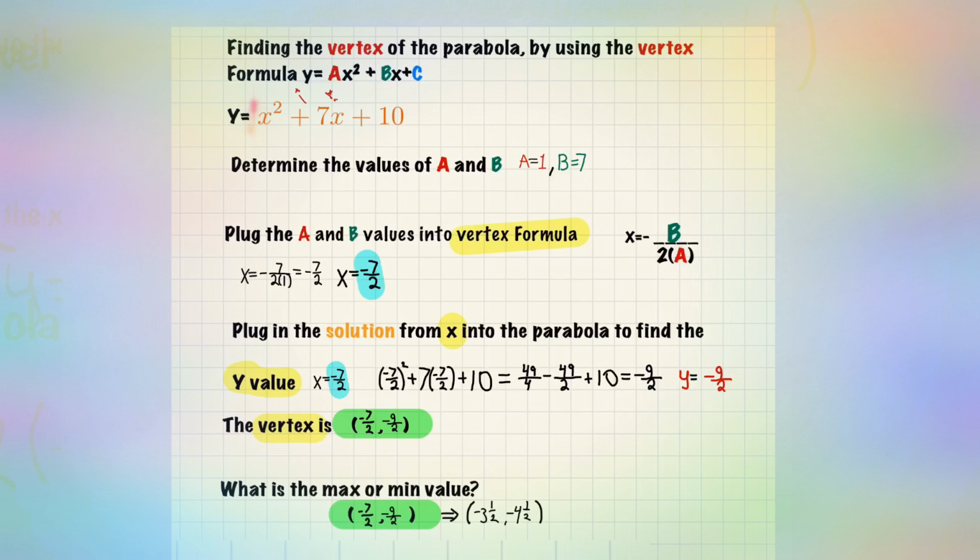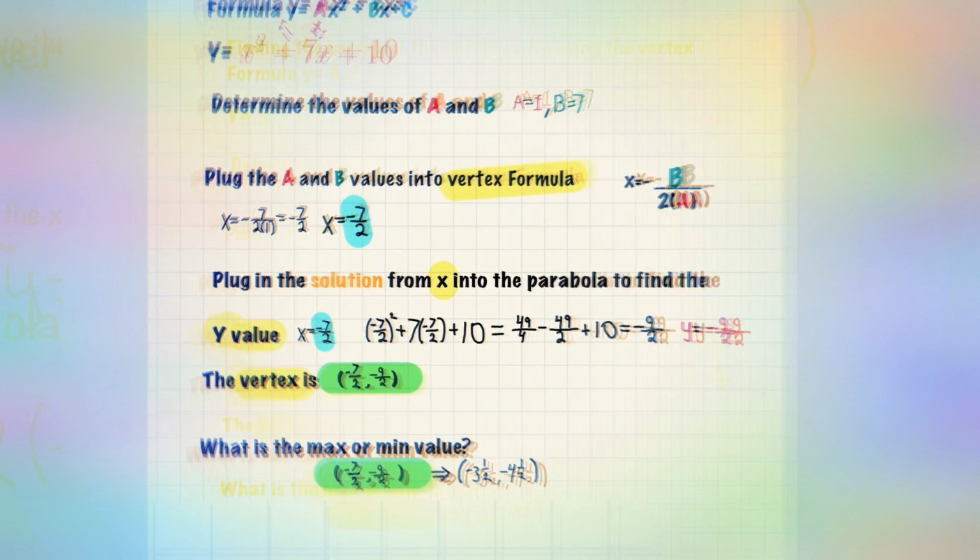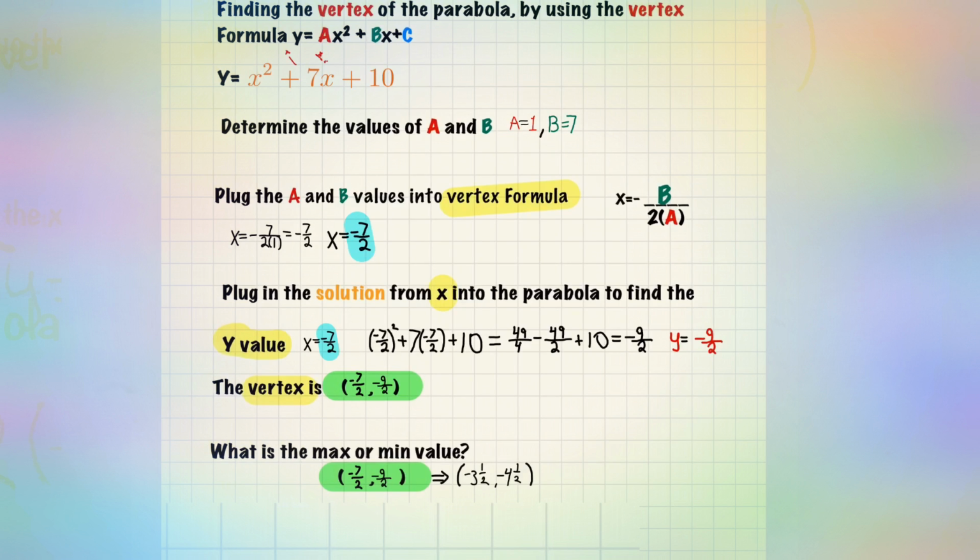So a is going to be 1, right? Because although there's a variable, there's a 1 that's assumed in here. B is going to be 7, because it is in the b's place. And then 10, obviously, our constant. But since we're using the vertex formula, negative b divided by 2a, we're not concerned with 10 until we have to simplify.